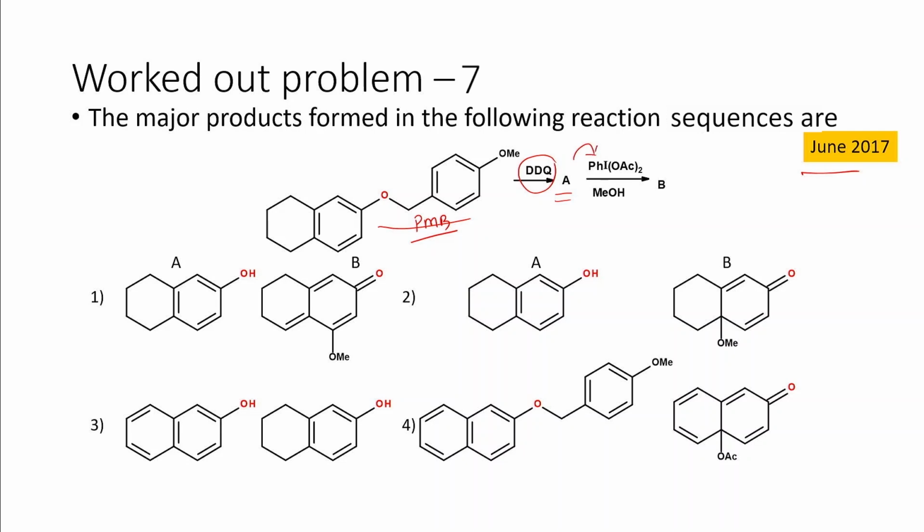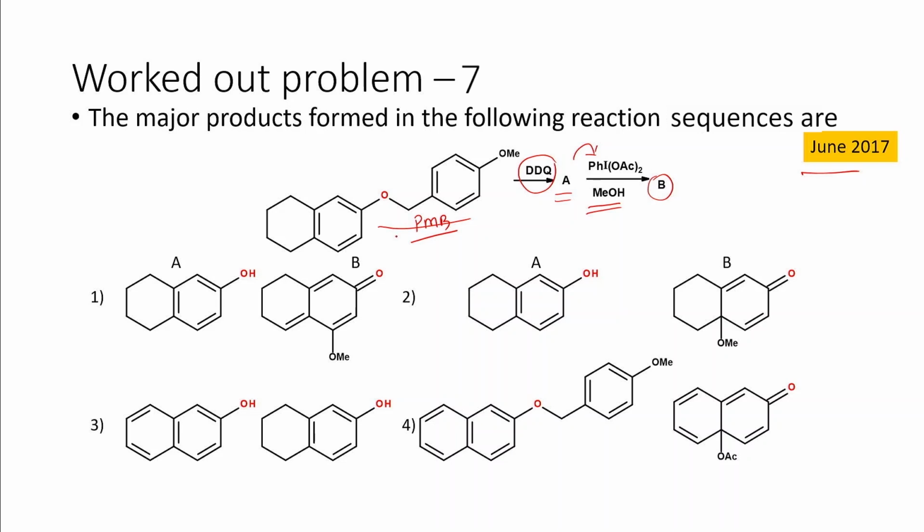This intermediate is now treated with phenyl iodoacetate, followed by reaction in the presence of the solvent methanol to give a product B. These are the two sequences of reactions happening, and we have to identify what A and B are. As I mentioned, para-methoxybenzyl ether is a protecting group for alcohols.